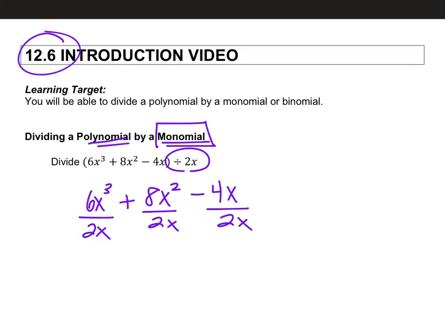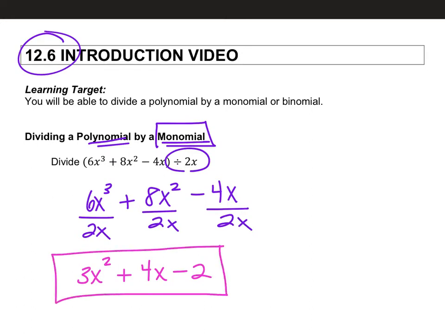So 6 divided by 2 is 3, and x cubed over x, we subtract our exponents and get x squared. Plus 8 divided by 2 is 4, x squared divided by x, you keep your x, subtract your exponents, and get x to the first power. Minus 4 divided by 2 is 2, and those x's will cancel. So here's our resulting polynomial when we do that division.